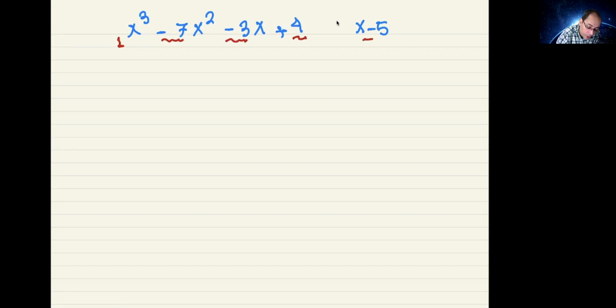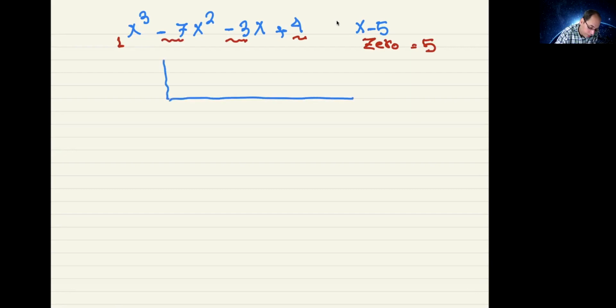All right, I have x cubed minus 7x squared minus 3x plus 4 divided by x minus 5. Okay, so let's do the first thing. I have a coefficient 1 for x cubed, and negative 7 for x squared, negative 3 for x, and 4. And the 0 here is 5. So now everything is clear to perform the synthetic division.